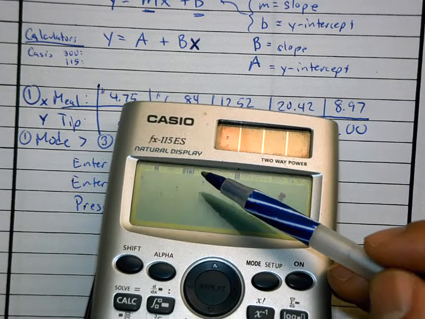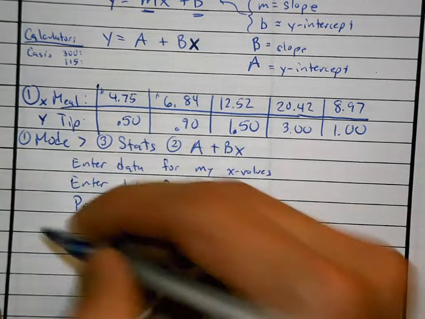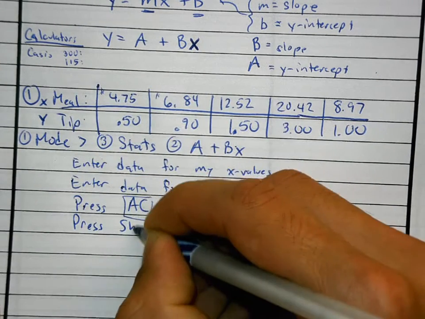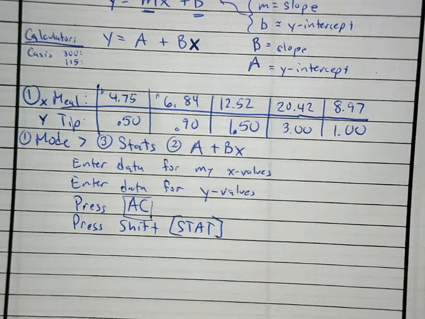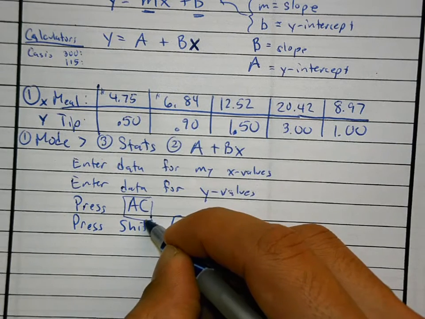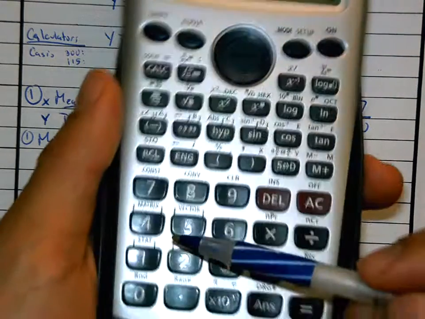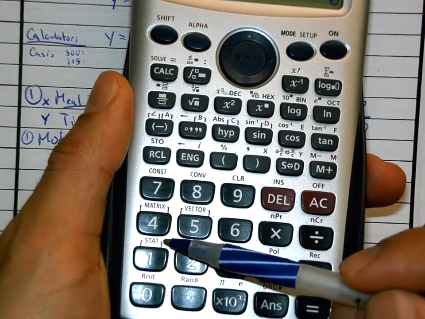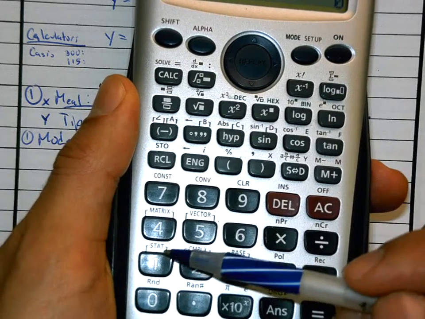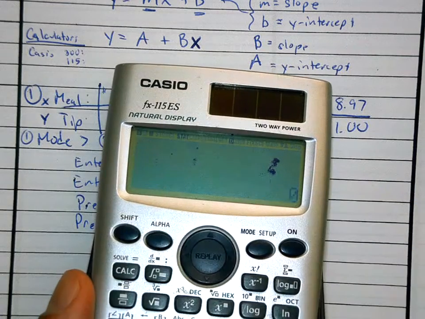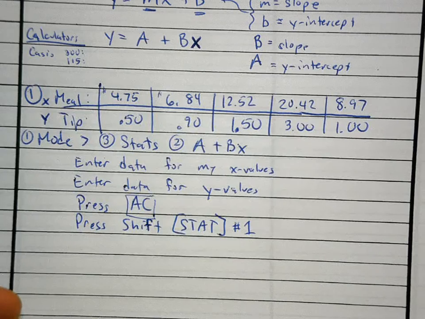So now that we're in this menu, we're going to press Shift Stat. This is the stat above the number 1 key. You see that stat right there? We're going to perform some statistical analysis on that information. Shift number 1, Shift Stat, which I'm going to put as number 1 on my notes.